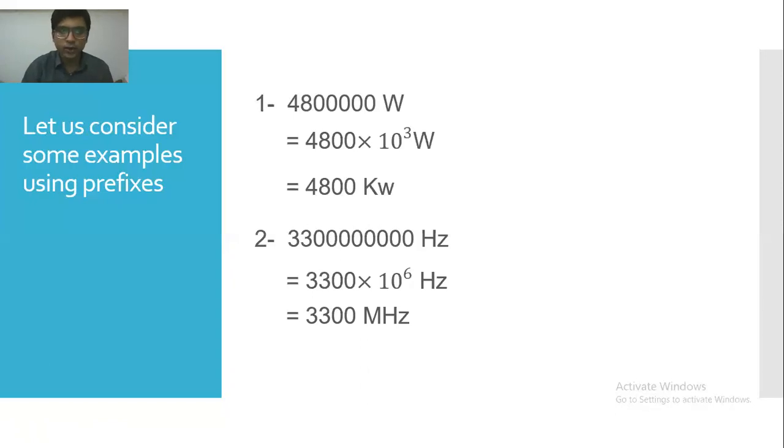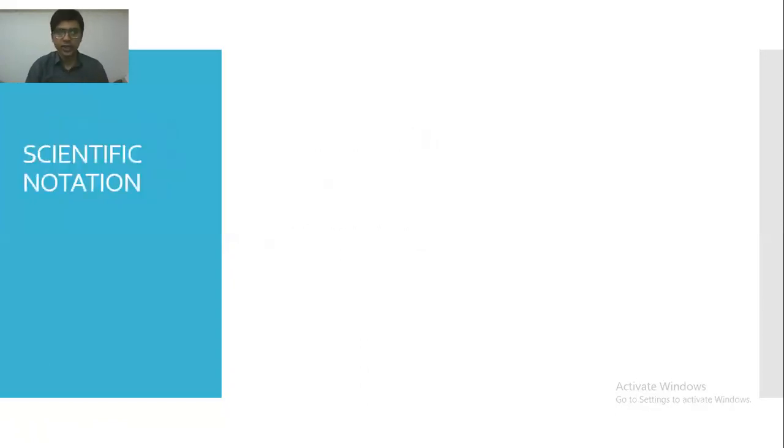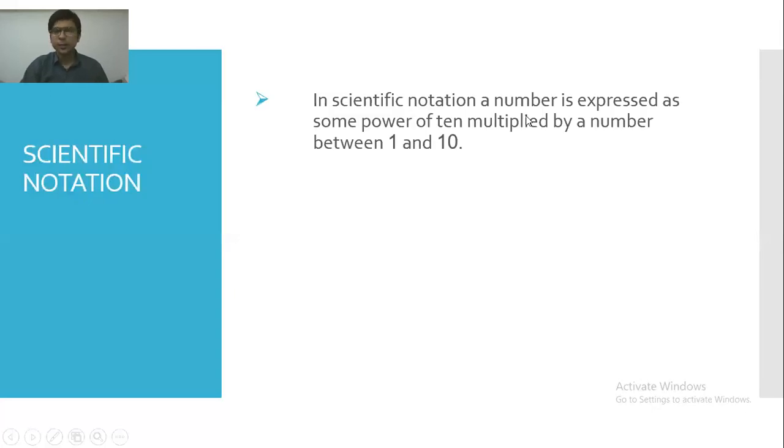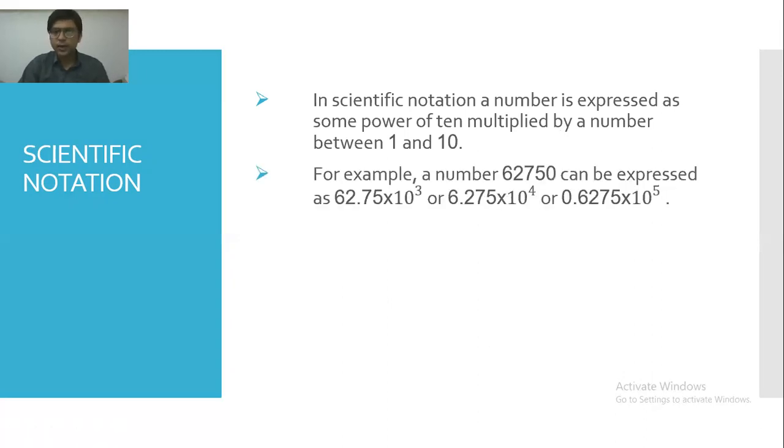Now we are going to talk about scientific notation. Scientific notation and prefixes are interrelated terms. How? First, look at the definition. In scientific notation, a number is expressed as some power of 10 multiplied by a number between 1 and 10. Let's read some more. For example, a number 62750 can be expressed as 62.75 into 10 raised to the power 3, or 6.275 into 10 raised to the power 4, or 0.6275 into 10 raised to the power 5.